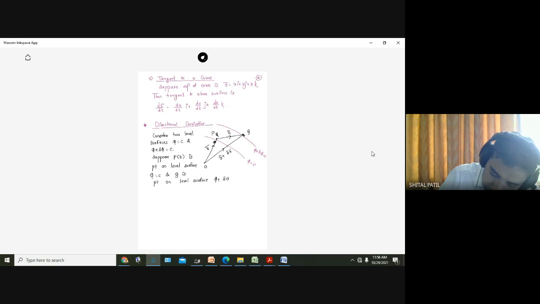Write this. P is a point on level surface phi equal to C and Q is a point on level surface phi plus delta phi equal to C.